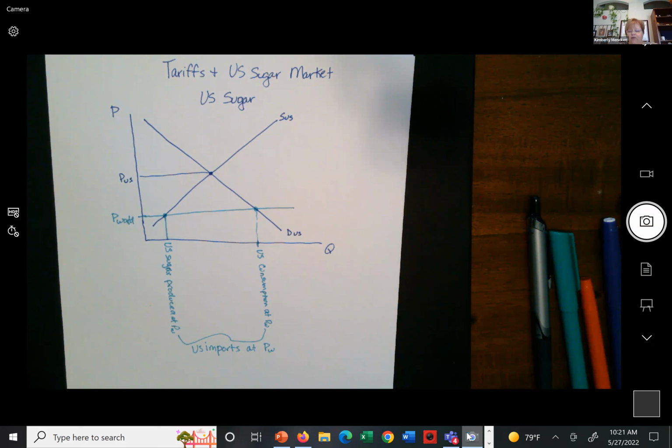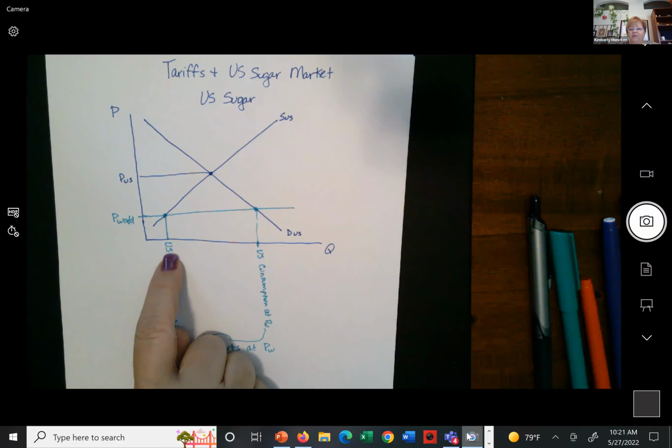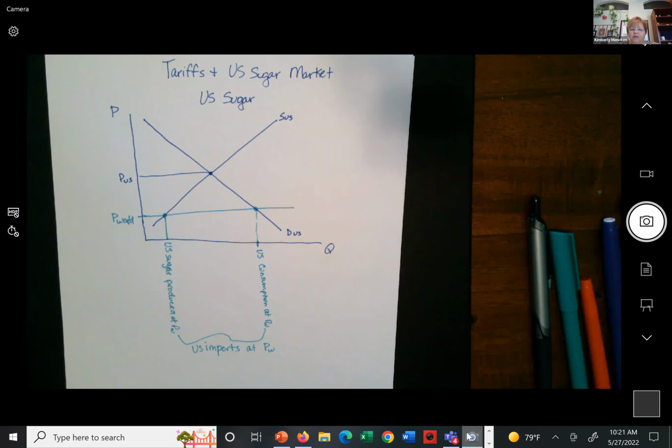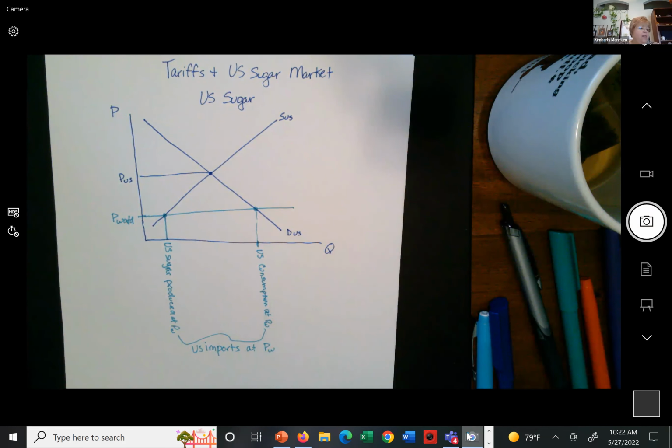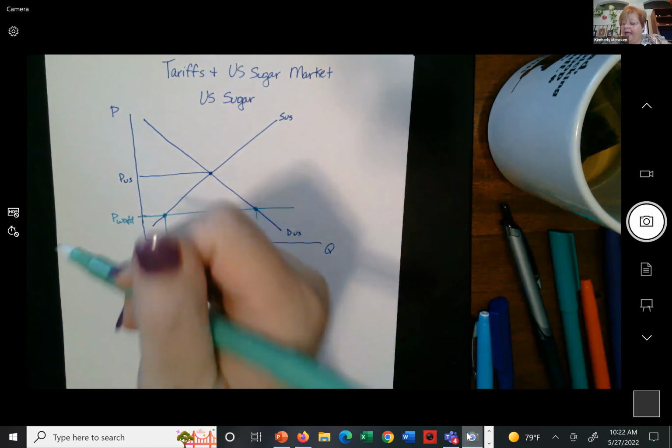So the US sugar farmers, who are quite wealthy and influential, go to Congress and say, we are being driven out of business. We're not producing very much sugar if we have to sell at this world price. We can't compete against the rest of the world. Please, please, Congress, help us. And so Congress says, okay, we will add a tariff to sugar. And so they do.